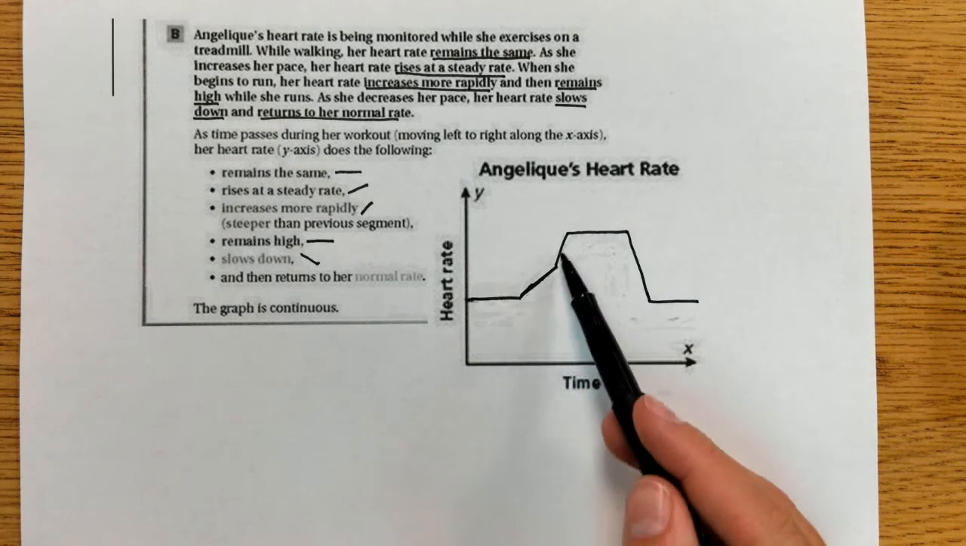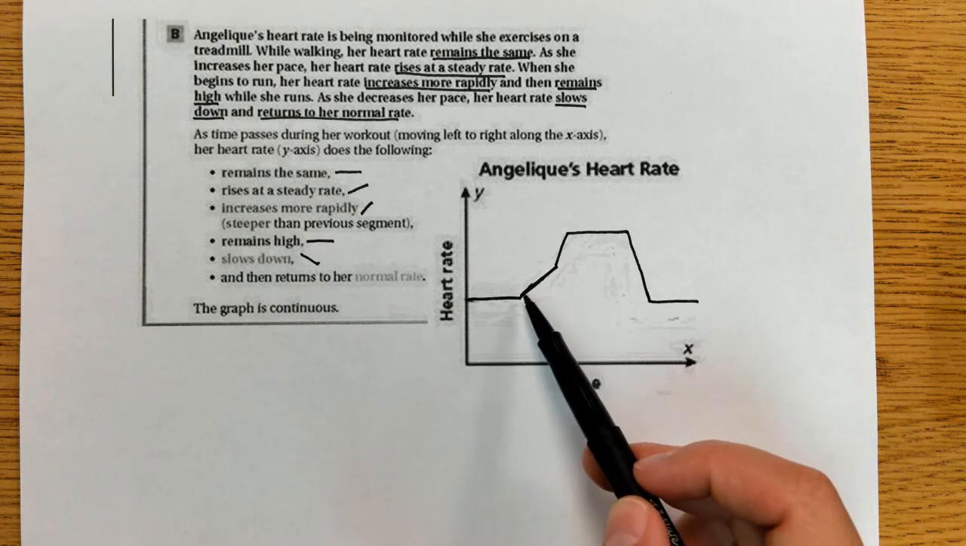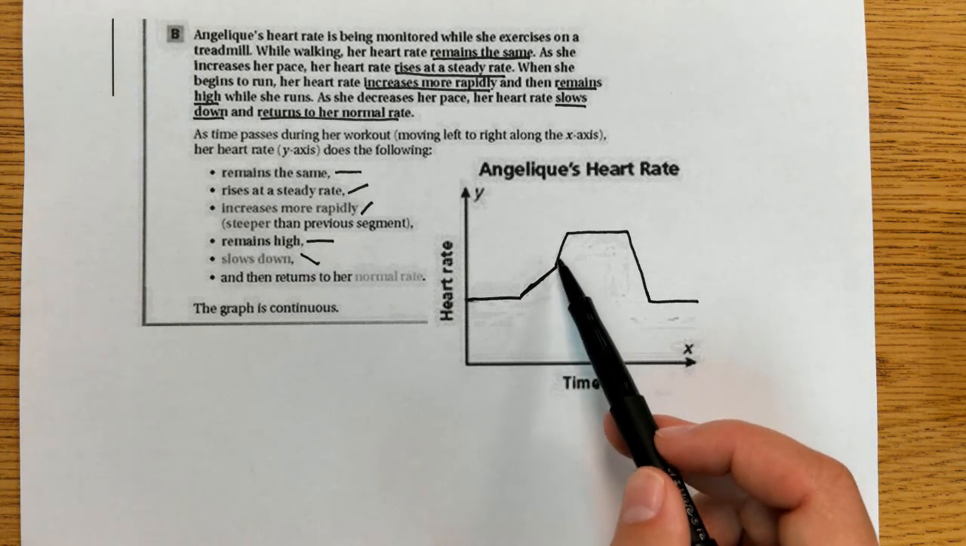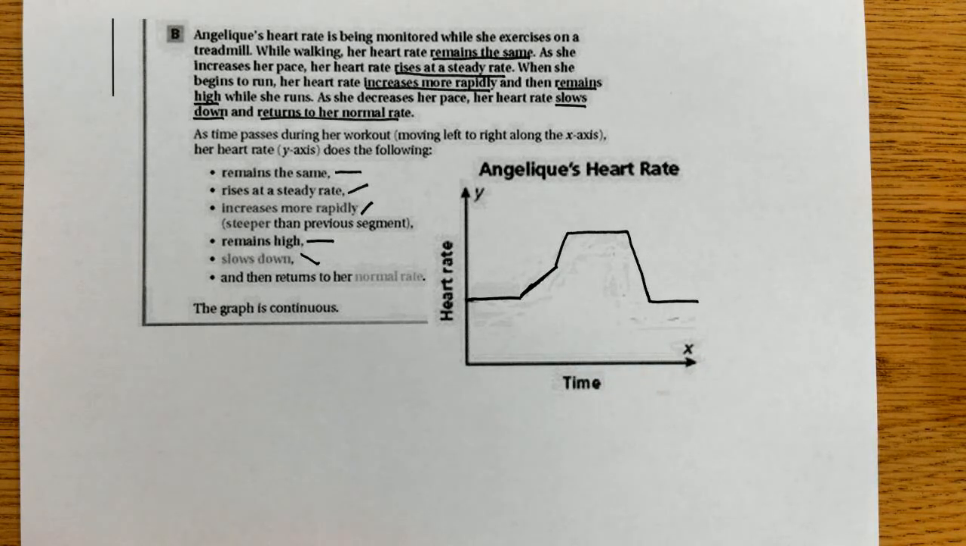Now your steepness of your increases and decreases might be a little bit different, and they might vary, but that's okay as long as you're showing that this first increase is different than this higher increase because it's increasing more rapidly.